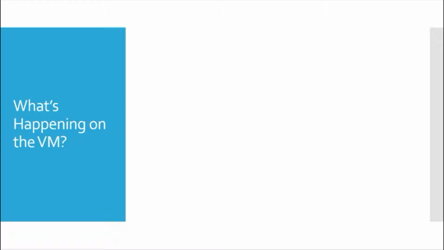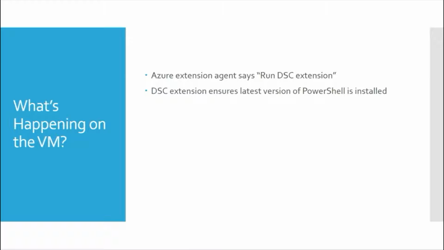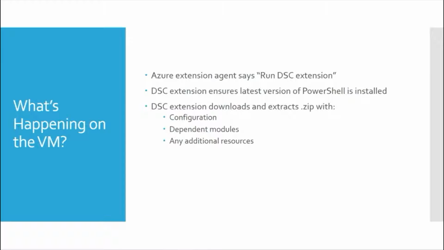So what's happening from the VM side of things? Well, every VM in Azure has something called the Azure Extension Agent built in. The Azure Extension Agent is being told to run the DSC extension specifically. The DSC extension more or less just ensures the latest version of PowerShell is installed, so you can get all the best benefits of DSC. Then, the extension is going to download and extract that zip file, and that zip file is going to get extracted to locations allowing it to use the modules.